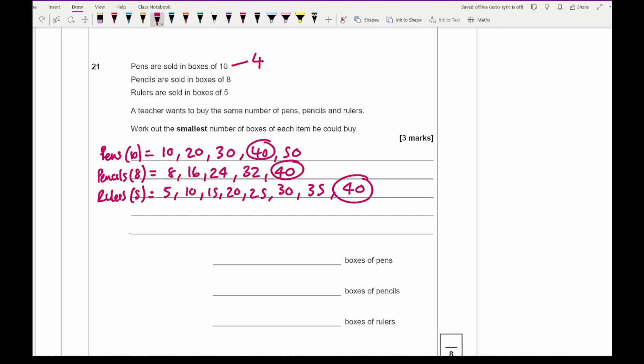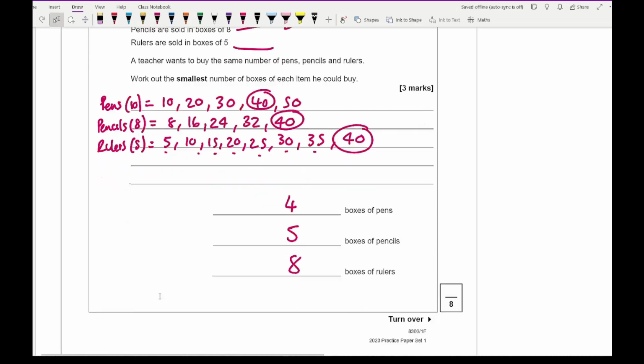So I need 40 of each, which means if pens come in packs of 10 and I want 40, I'm going to need 4 packs of pens or boxes. If pencils come in boxes of 8 and I want 40, I'm going to need 5 of those. And if rulers come in packs of 5 and I need 40, well, I just need to count. So 1, 2, 3, 4, 5, 6, 7, 8. And there is my final answer.